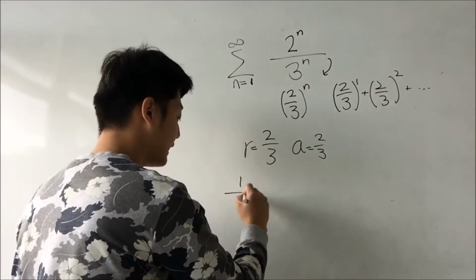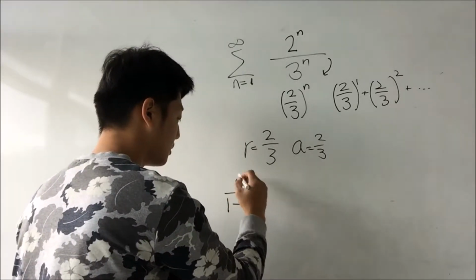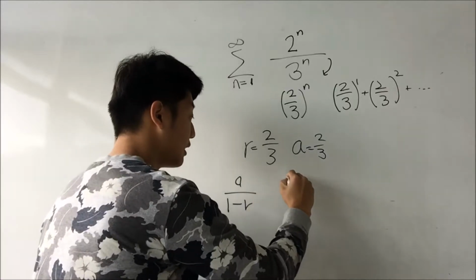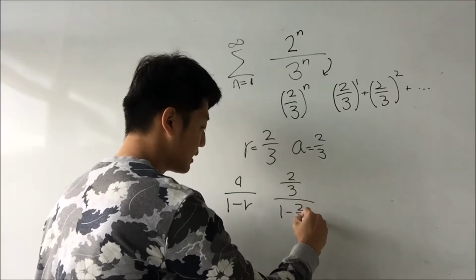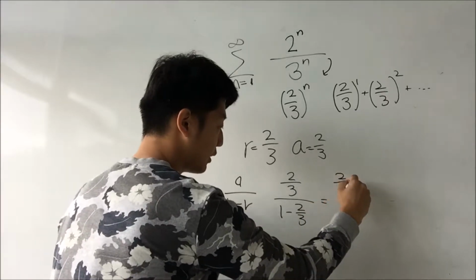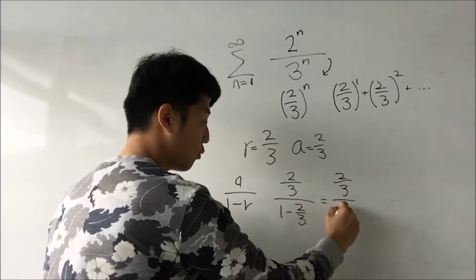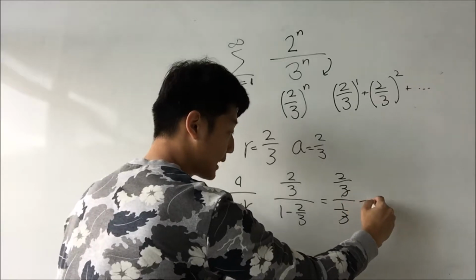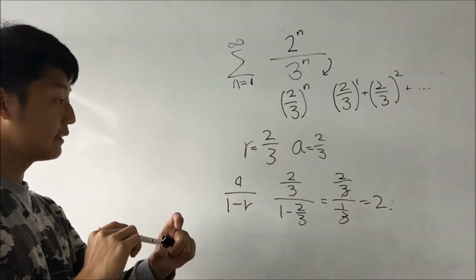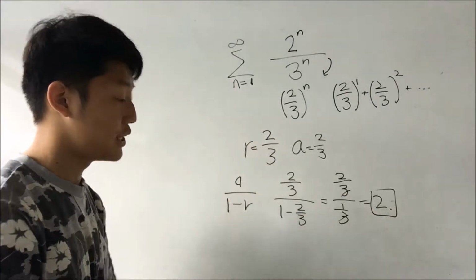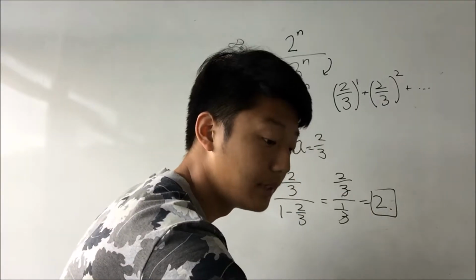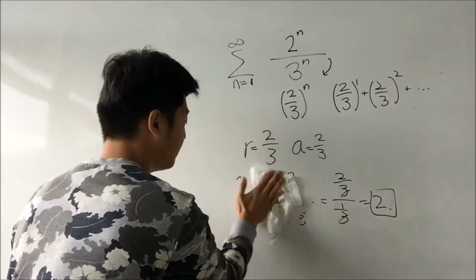Now, let's plug it in. A over 1 minus r. 2 over 3 over 1 minus 2/3, which is 2 over 3 over 1/3, again the 3s cancel out and it becomes 2. Right? So for this series, it goes to 2. Now, let's go.